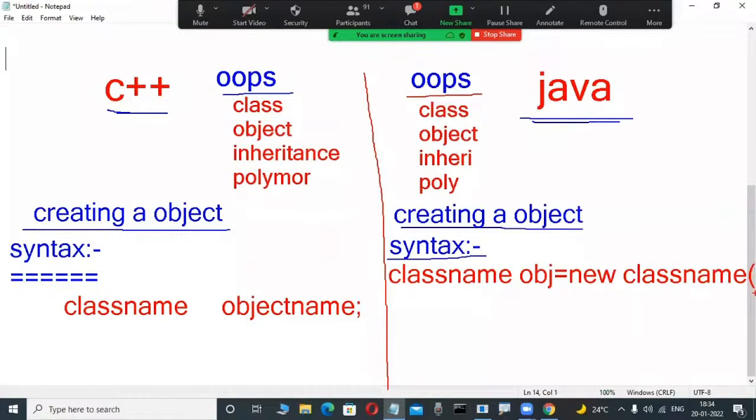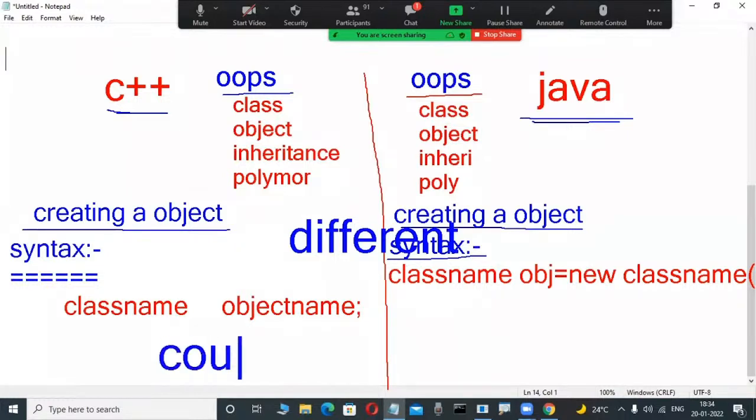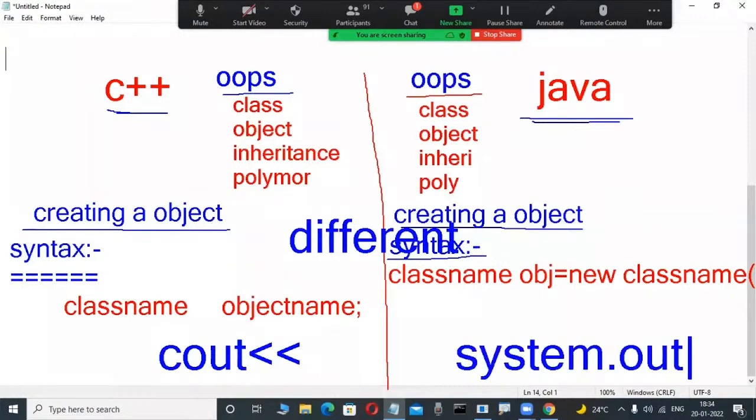Observe here. These two languages are syntactically different or the same? Different, syntactically different. Conceptually the concepts are the same, but syntactically different, and functions are also totally different. Suppose in C++ I want to display output, cout is a function for streaming output only. And in Java, the function is System.out.println. That's why they are syntactically different.